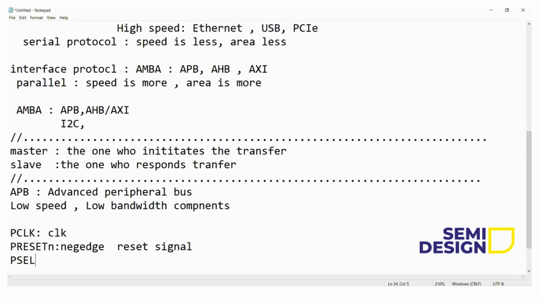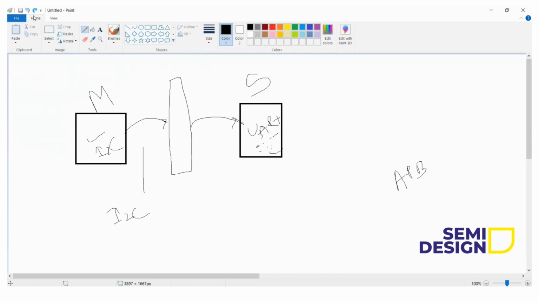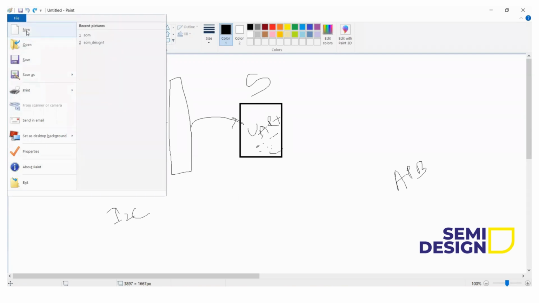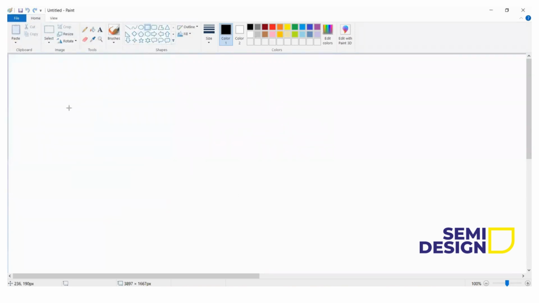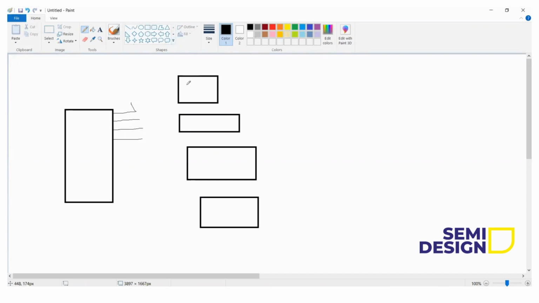Next is PSELx. There are these two things they may ask you: what does this n stand for and what does this x stand for? n stands for negate, x stands for the number of slaves. Say you want to use 4 slaves. This is our master, so the master will have a 4-bit PSELx signal, connected to 1, 2, 3, 4, here another slave, another slave, and another slave.